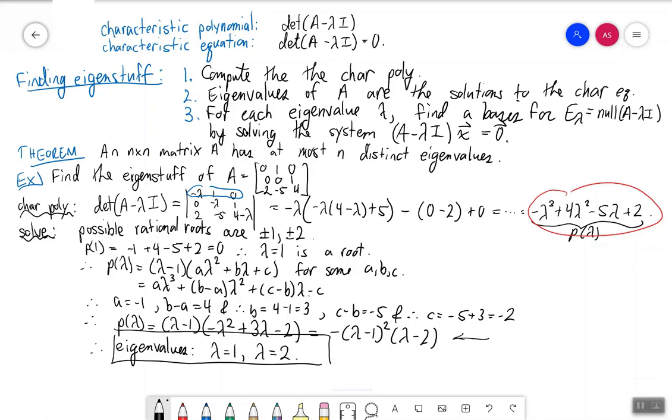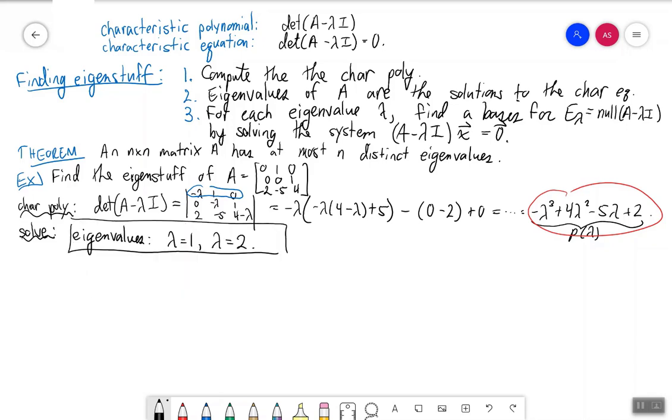To save some space, I'm going to disappear some of what I've already written. Our next step is now to find the eigenvectors, or more specifically, bases for the eigenspaces. I'm only going to do this for lambda equals 1. The lambda equals 2 one is similar.